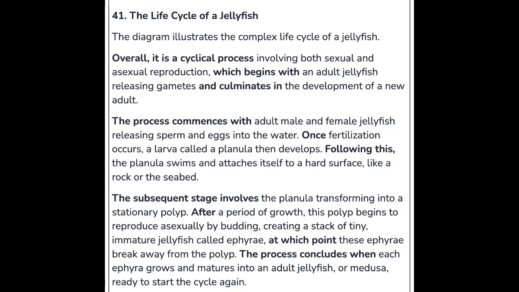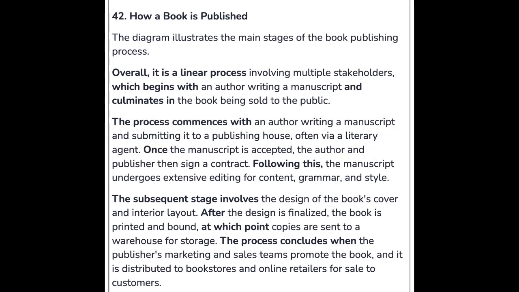Following this, the planula swims and attaches itself to a hard surface, like a rock or the seabed. The subsequent stage involves the planula transforming into a stationary polyp. After a period of growth, this polyp begins to reproduce asexually by budding, creating a stack of tiny, immature jellyfish called ephyrae, at which point these ephyrae break away from the polyp. The process concludes when each ephyra grows and matures into an adult jellyfish, or medusa, ready to start the cycle again.